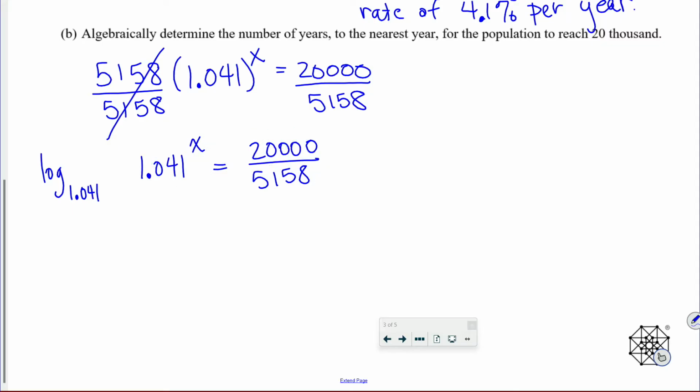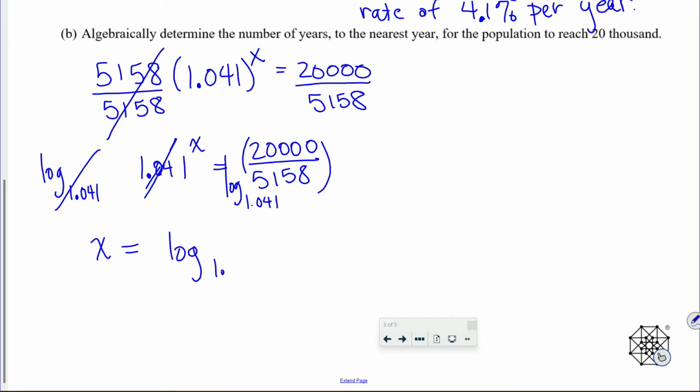I wonder if I can just scoot this. Nope, I can't. That would have been great. And of course, oh my goodness, it's all breaking down now. So I'm going to take the log base 1.041, man, of this side as well. That's going to cancel that exponential. Oh man, that was 1.041. There we go. Sorry about that.